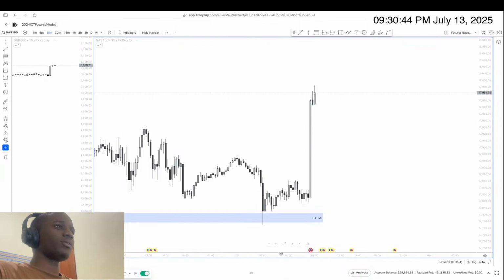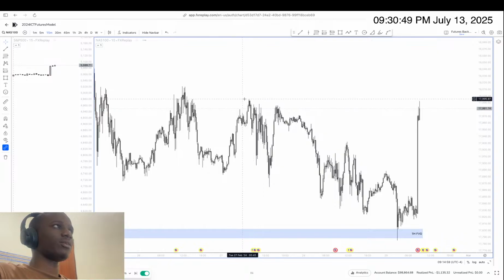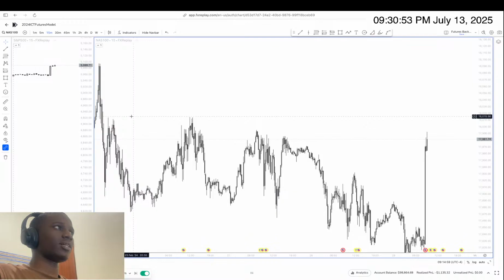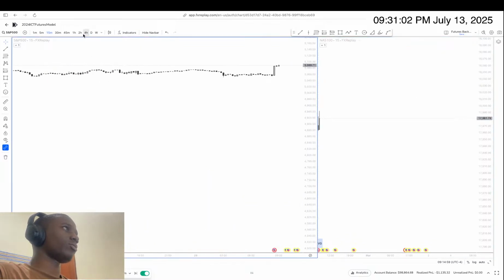I'll be looking forward to maybe market rebalancing and pushing higher. And if we take out the liquidity targets, because the higher liquidity targets are relatively high, so if we take them before market opens, then I don't think we'll get an entry for that day. Now let's take a look at ES.